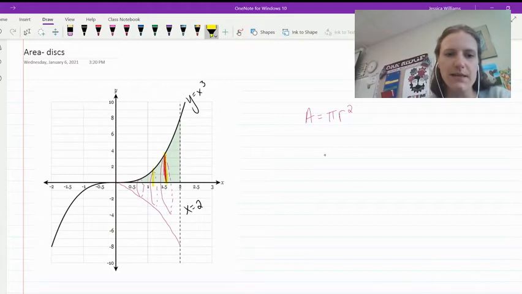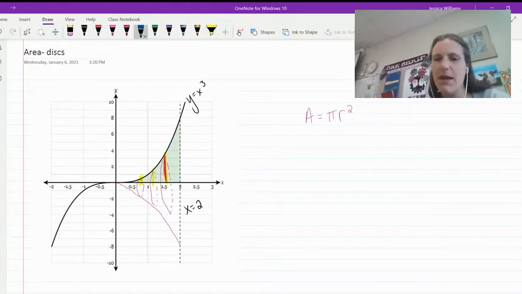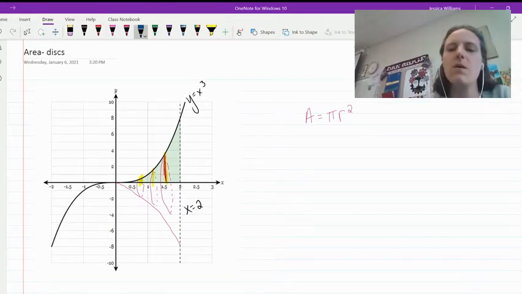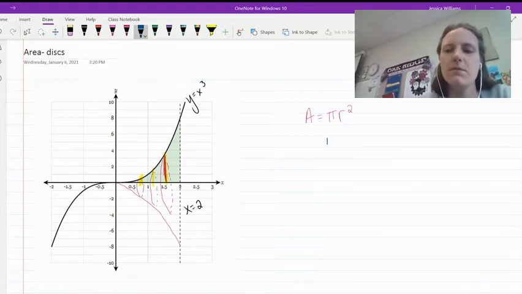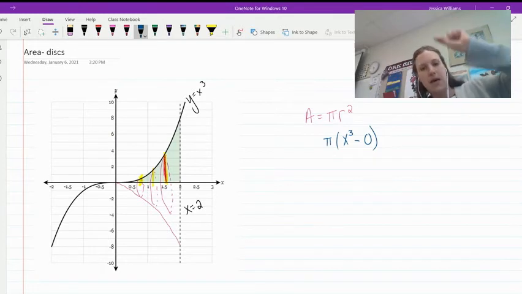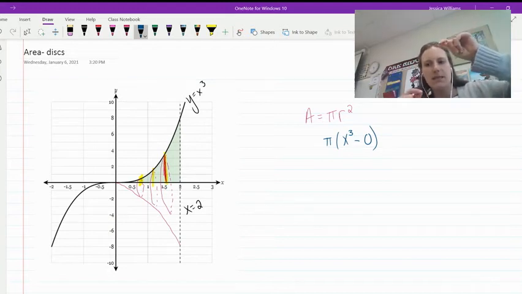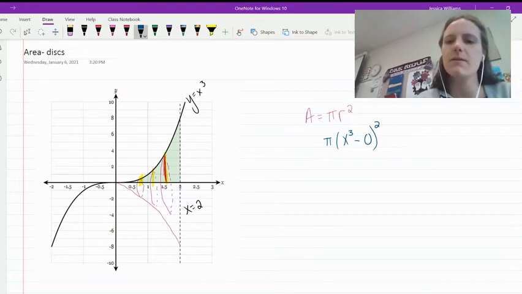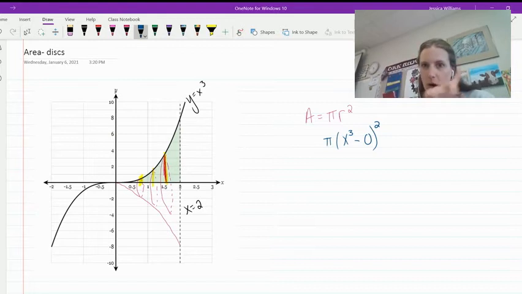Here are the radii of these circles, and they're all different lengths. So it's not going to be a number inside R. But if you look at that distance that it's covering, it's always going from the curve. So this would be pi, and our curve is x cubed minus 0 is that distance. I know you hate writing minus 0, but trust me, it's not always going to be 0. You're going top minus bottom to find a vertical distance. The top of that radius is on our curve of x cubed. The bottom of that radius is on the axis, y equals 0, so x cubed minus 0. And then that gets squared. So that is the area of one circle.